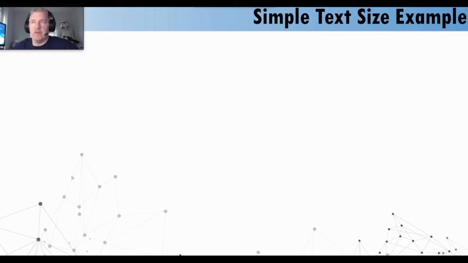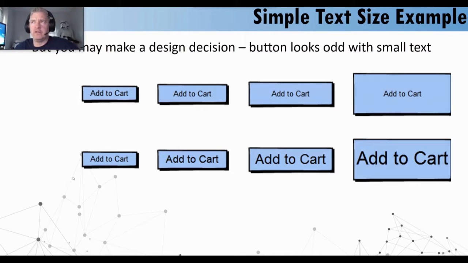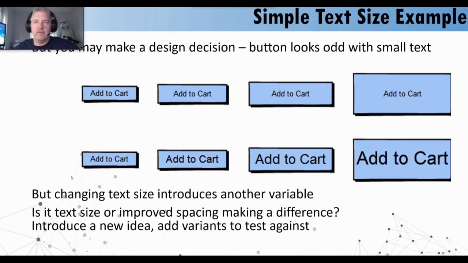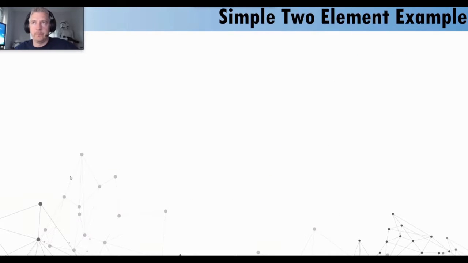So we've gone with our idea of bigger is better. But we may make a design decision that a bigger button with the same size text just looks odd. So during the design process, we'll decide to make the text bigger. But actually, inadvertently, we've introduced another variable because we've changed our text size. So what was making the difference? Was it the size of the button and therefore the increased white space and legibility around the text that we already had? Or was it the prominence of the text on the button and actually the button size is immaterial? We haven't been able to determine that properly because we hadn't structured the test to establish it.